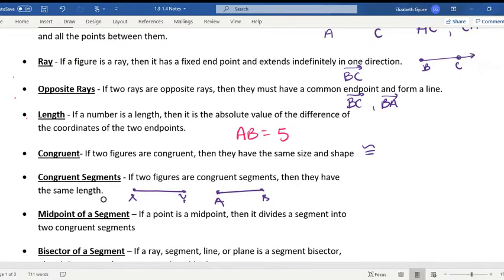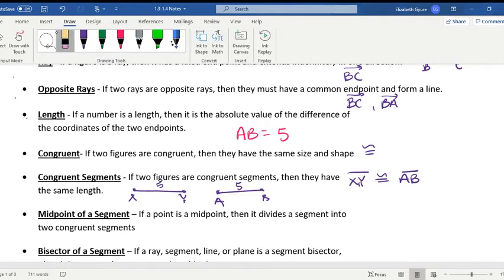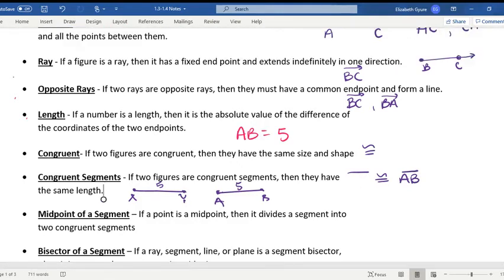Let's say I have these two segments, and let's say I told you that both of these segments had a measure of 5 units, whatever it is. That means that these two segments are congruent. So how you would write this is that segment XY, don't forget your bar above it, is congruent to segment AB, also with a bar above it. And there should not be a little mark there. Let me redraw this. This is very sloppy.